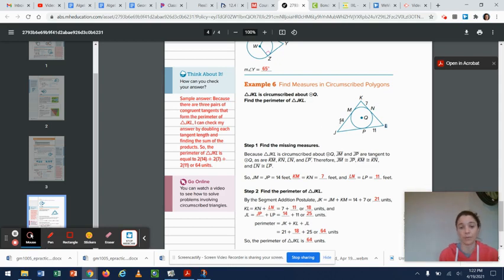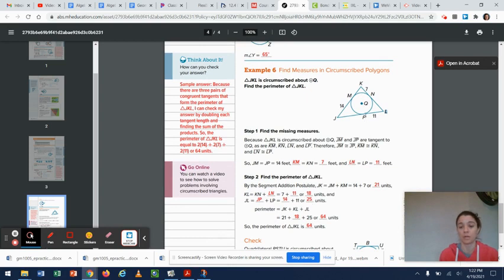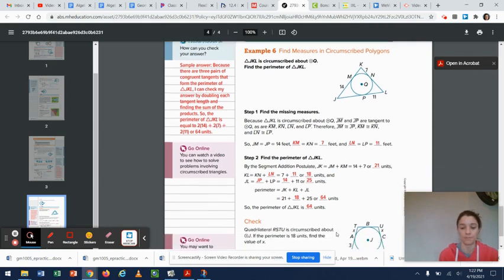So you're just going to add up all those to find that perimeter. That's what this is showing you down here. So I would just add 14 plus 14 plus 7 plus 7 plus 11 plus 11 plus 14. Just add them all up and you should be getting 64. Pause the video and try the last check question.